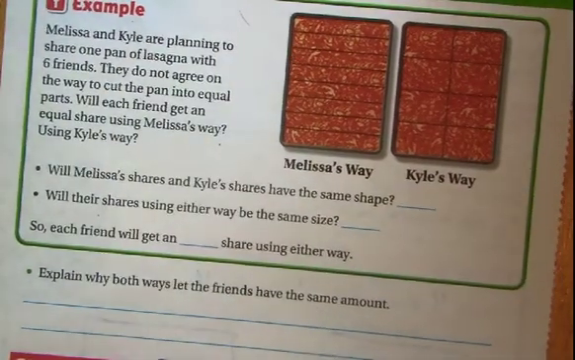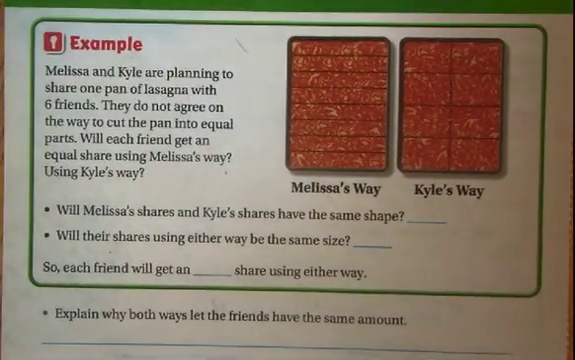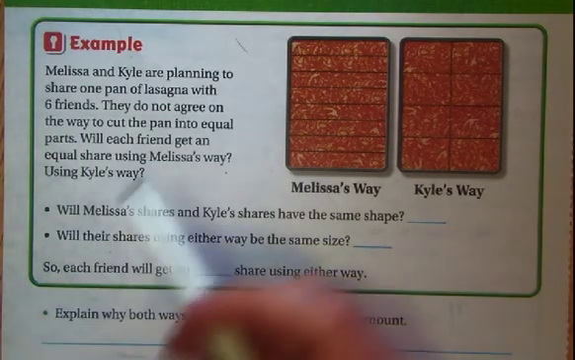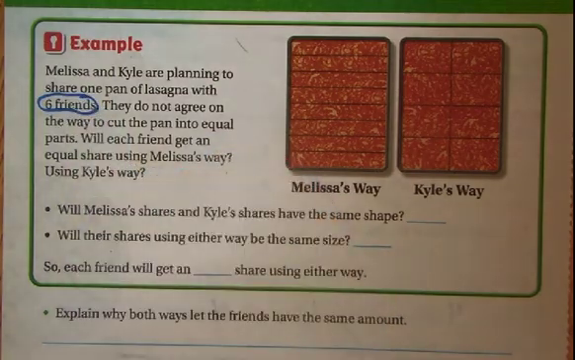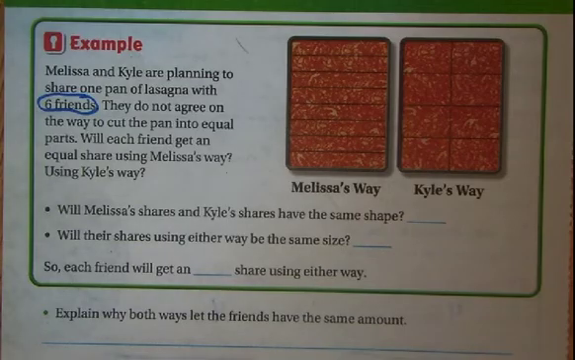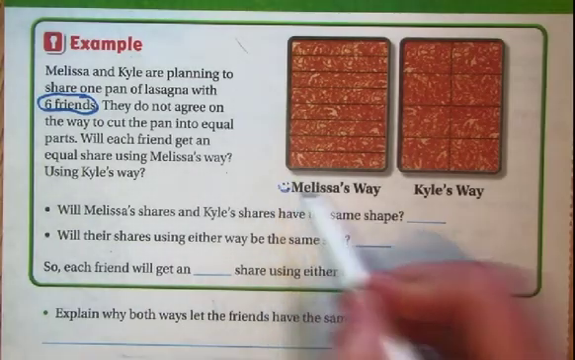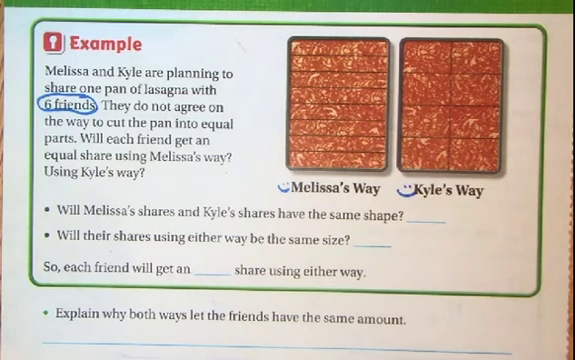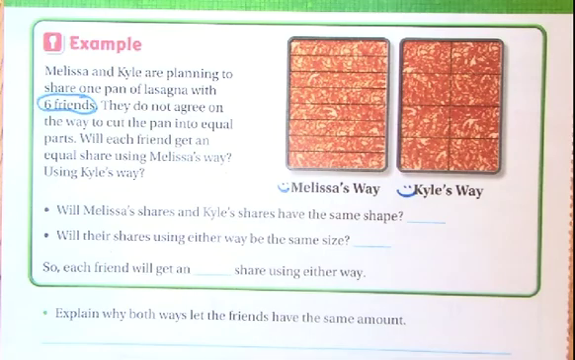Okay, let's eat some granola bar stuff. Now, these 2 kids are planning to, oh, it's lasagna. And they're sharing it with 6 friends. They do not agree on the way to cut the pan into equal parts. Will each friend get an equal share using Melissa's way or Kyle's way? Look at the pictures and decide which way will get you equal sharings. Both. Why? Because they're both equal. Kyle, you get a bigger piece, but Melissa can give out more lasagna to more friends.